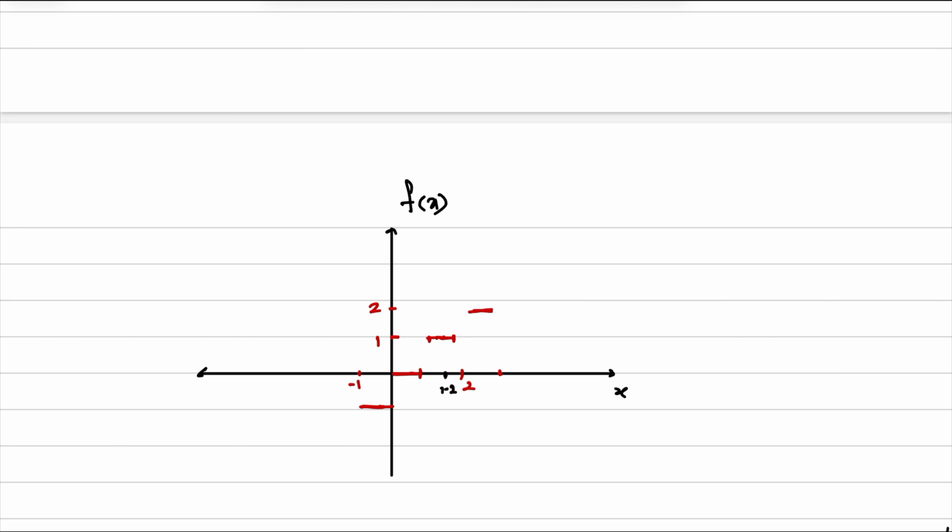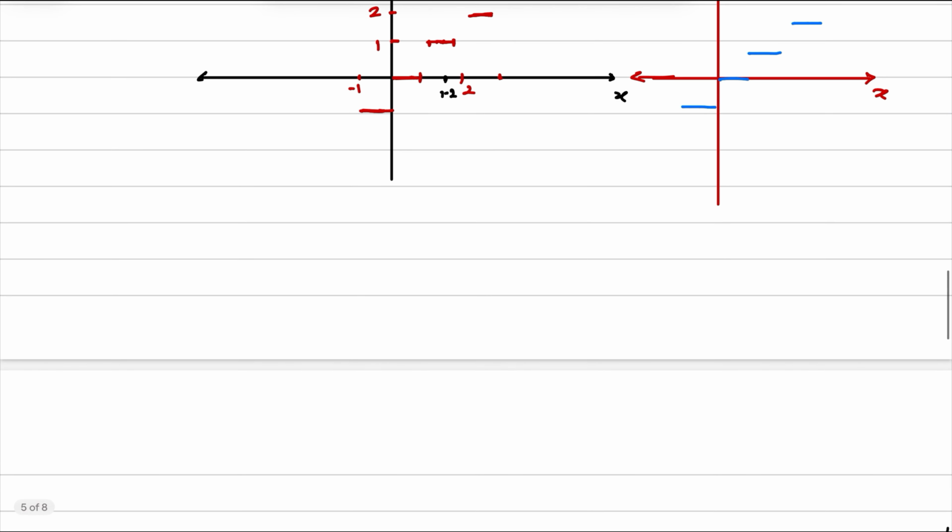That means the graph will be like this. I am drawing it again for your convenience. This is function x, like this, like this, and like this, for the values whatever we have discussed. This is the graph.